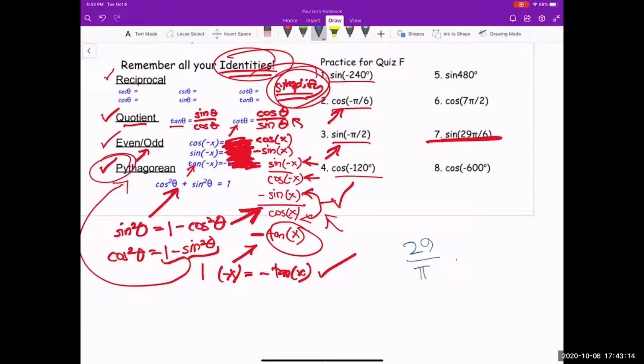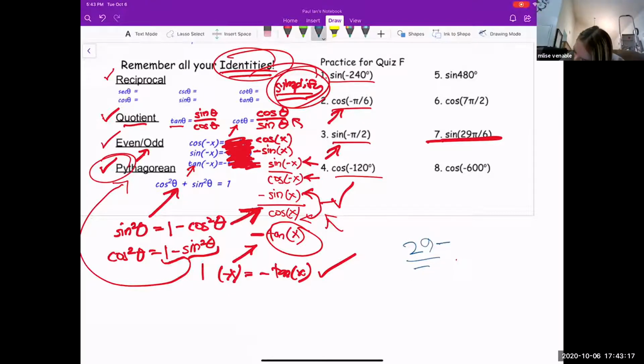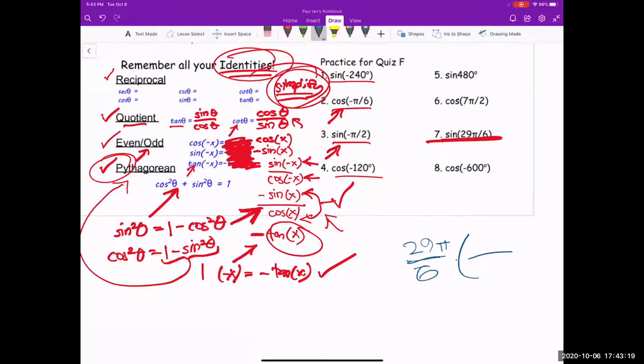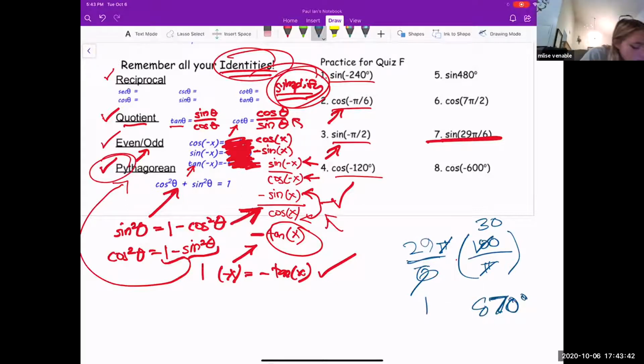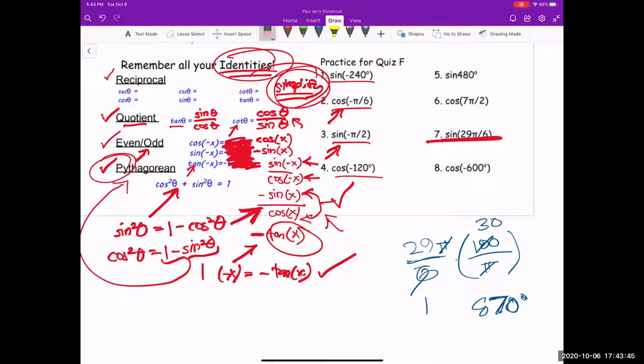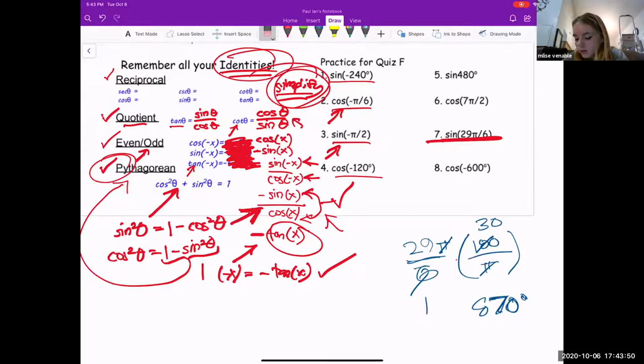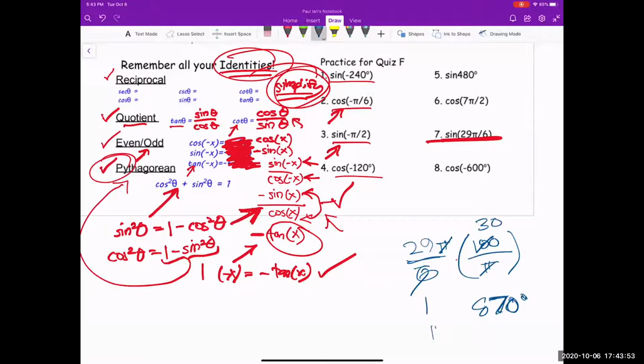29 pi. Oh wait, 29 pi over 6. Pi over 6. And then was it pi in the bottom, 180, right? Yeah, 180 over pi. And this is 1, and what is this on? This is 30, I think. 29 times 30. So it's 870 degrees. Mm-hmm. And then you would minus however many times 360 goes into that. Maybe twice. Yeah. So it's 150. Yeah, 150. Your angle that you have to work with is 150.